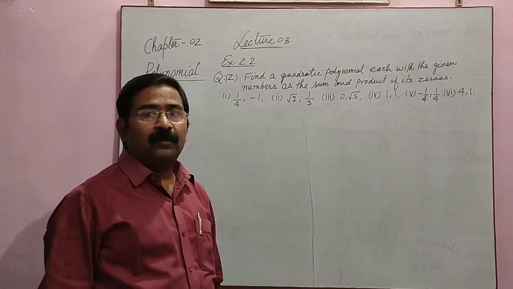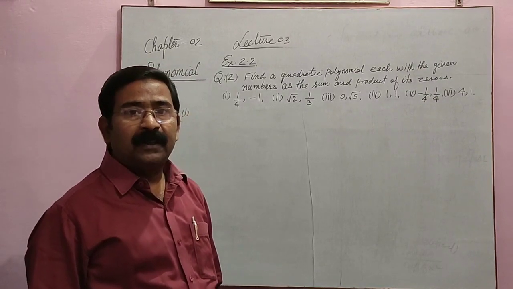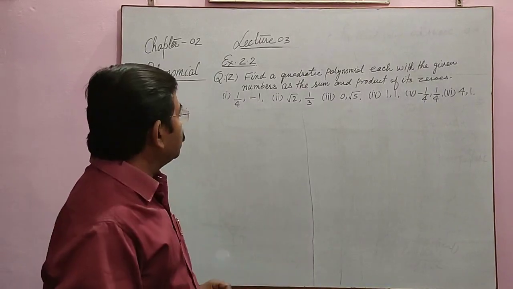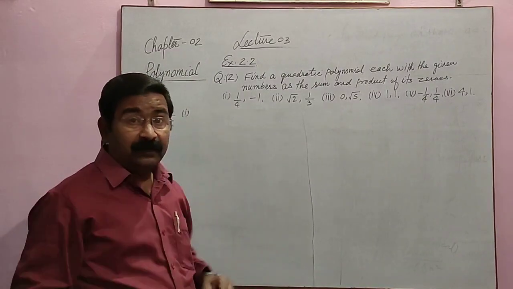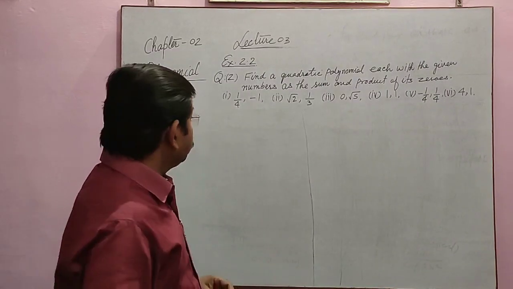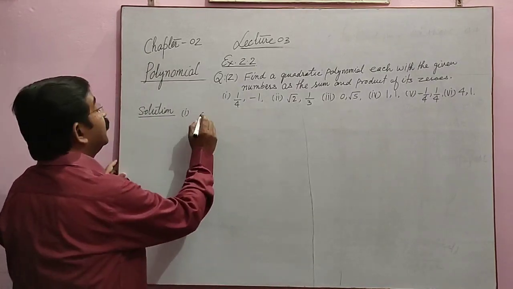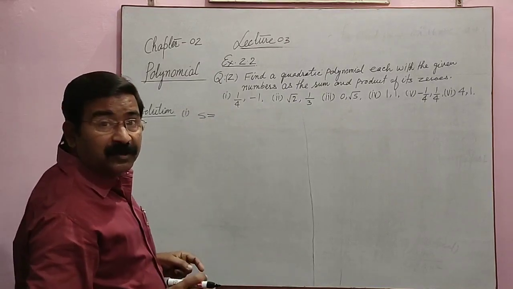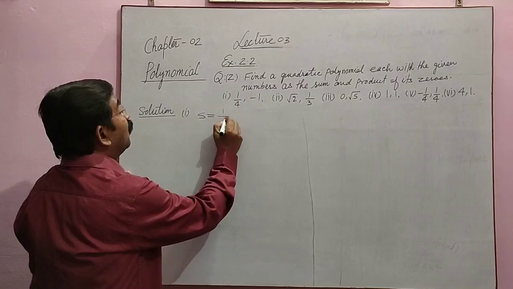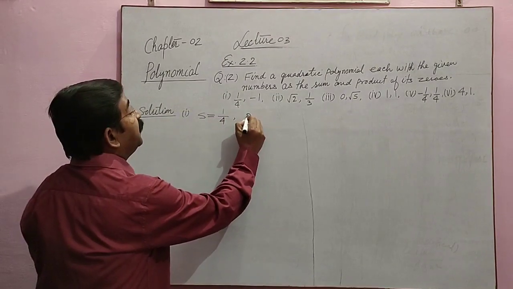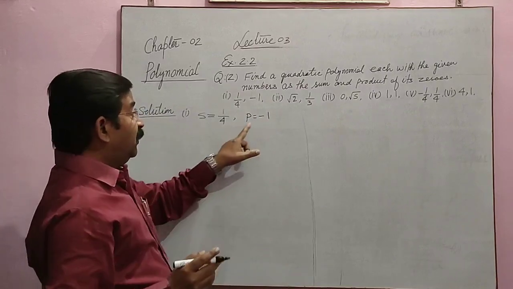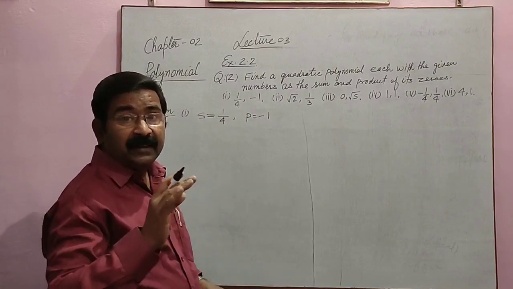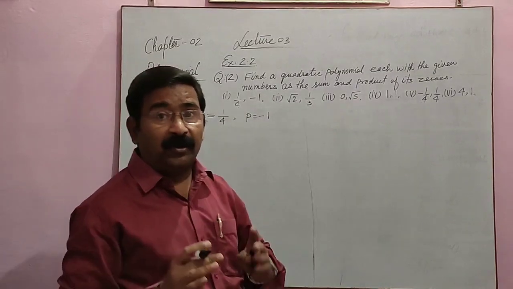2 methods are to solve the question. I am giving both the methods and I'll tell you when to apply which method. The first one is the very simple method. Here in first part, S is given. S stands for sum of zeros. S is equal to 1 upon 4 and P is equal to minus 1, where P stands for product of zeros. Now, the first method is direct method of finding the quadratic polynomial.